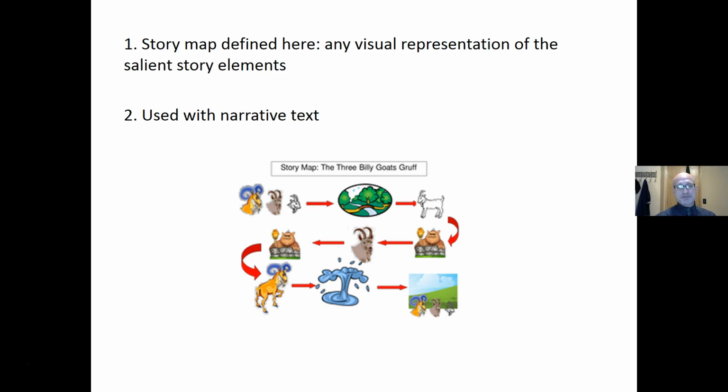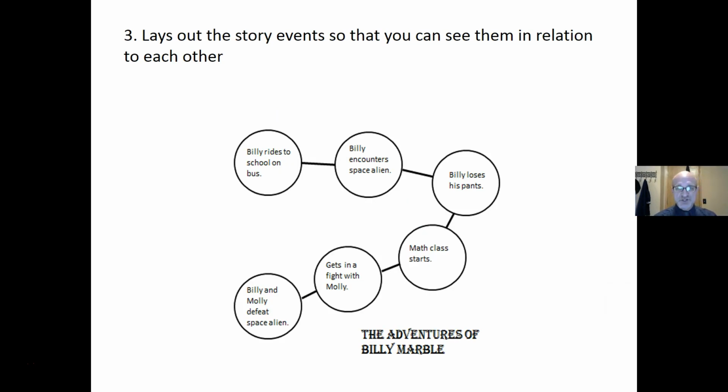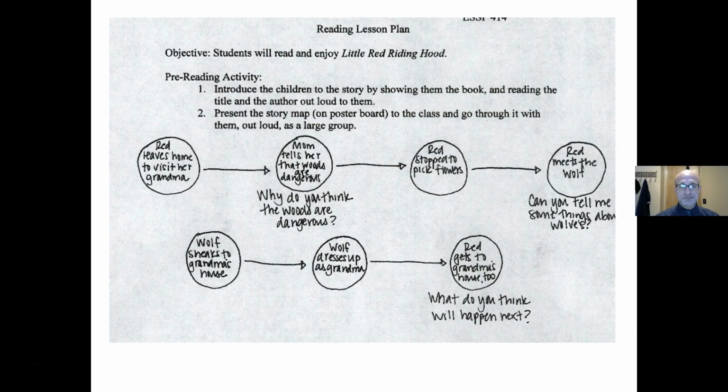A story map here is defined as any visual representation of the salient story elements. You are limited only by your imagination as far as what these look like, as long as you see the relationship between items and events and when they happen. And again, it's used with narrative text. It lays out the events so that you can see them in relationship to each other, and how things happen over time.